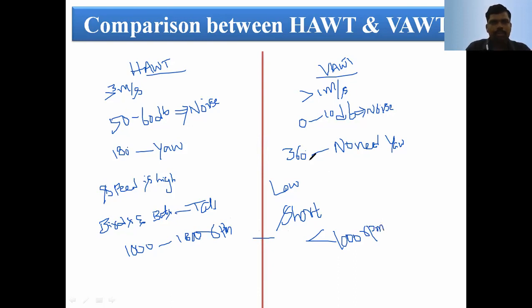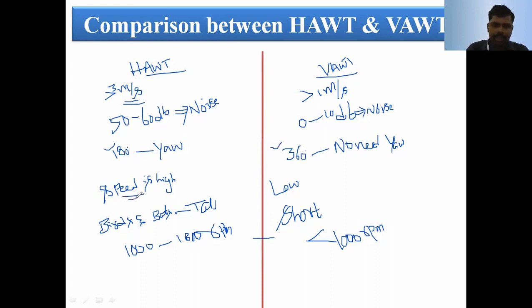Rotating speed, that is the horizontal axis 180-degree. Here rotating spinning around vertical, that is for the 360-degree direction. This is the comparison between horizontal axis windmill and vertical axis windmill. In horizontal axis windmill, that is greater than 3 meter per second. Here in vertical axis windmill is less than 1 meter per second. This is 180-degree deflection. This is for the 360-degree deflection.